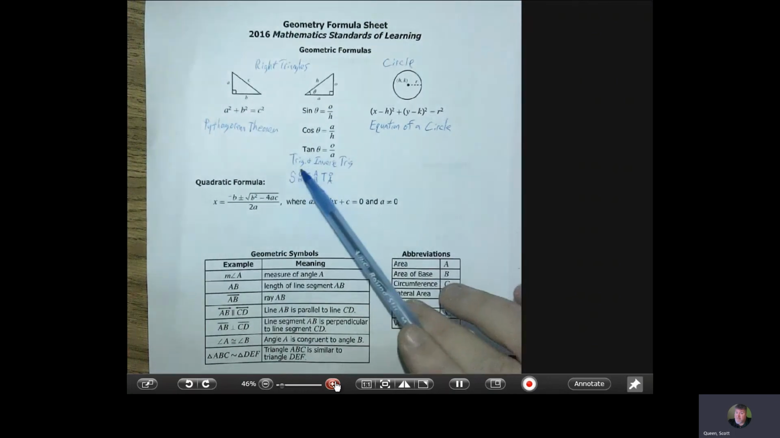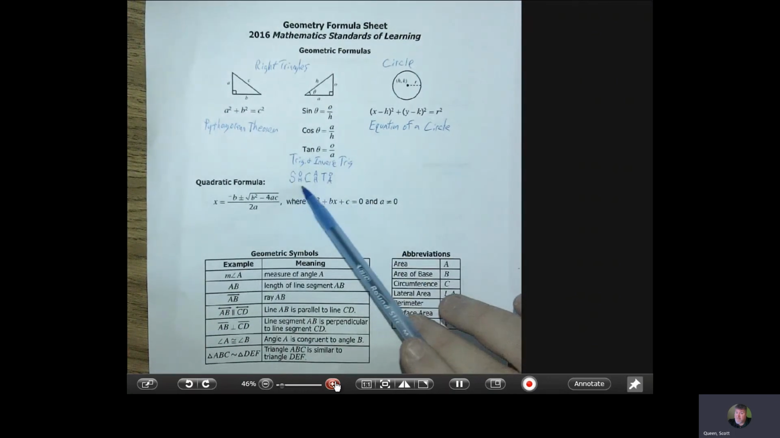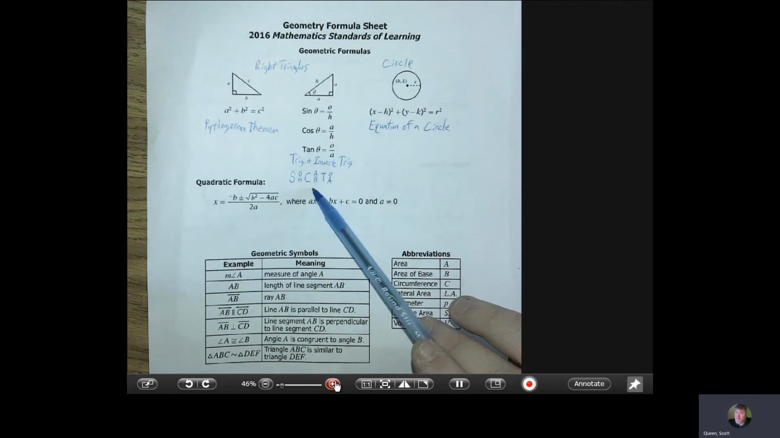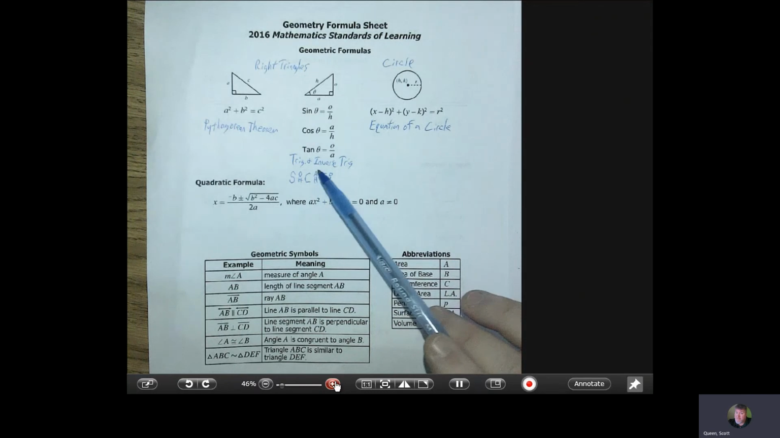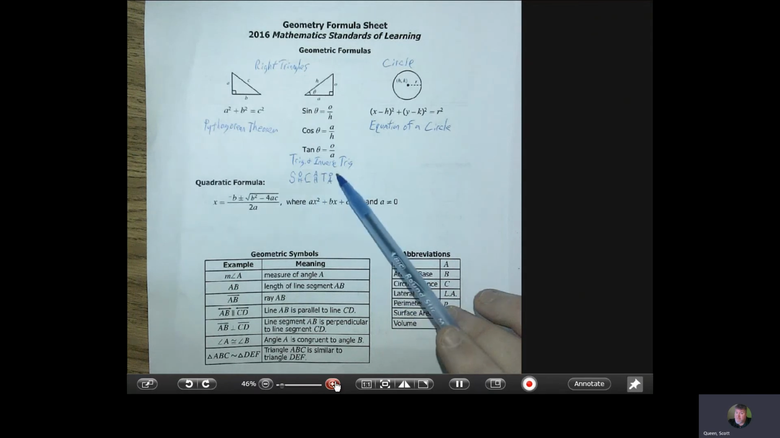SOHCAHTOA. That's for trig and inverse trig. That's how I like to write my SOHCAHTOA. Some people may not do that, and that's okay, but that's how I do mine. In any event, trig is when you're finding that X on the outside, that missing side. Inverse trig, that's when X is on the inside looking for that missing angle, okay? Inverse inside. That's the minus ones on the cosine and all that.